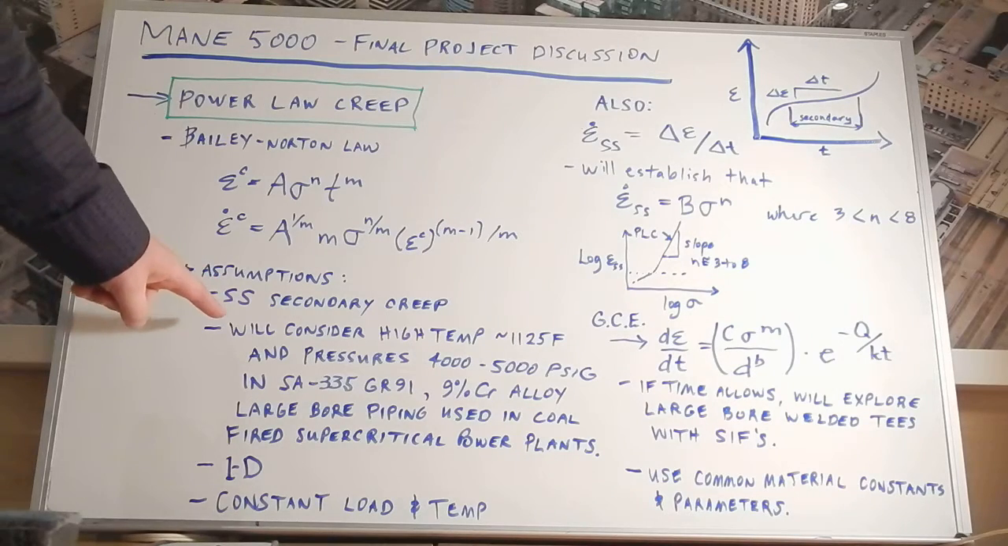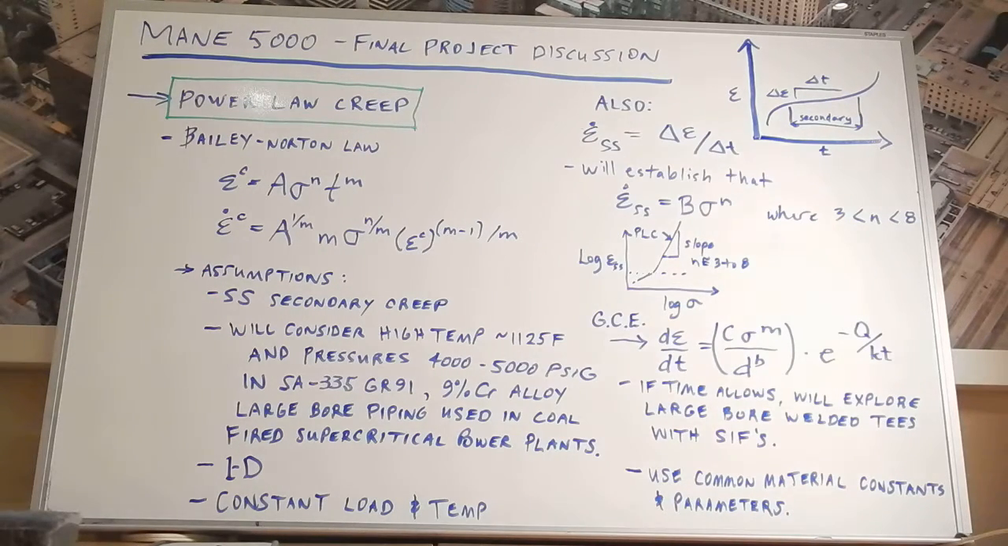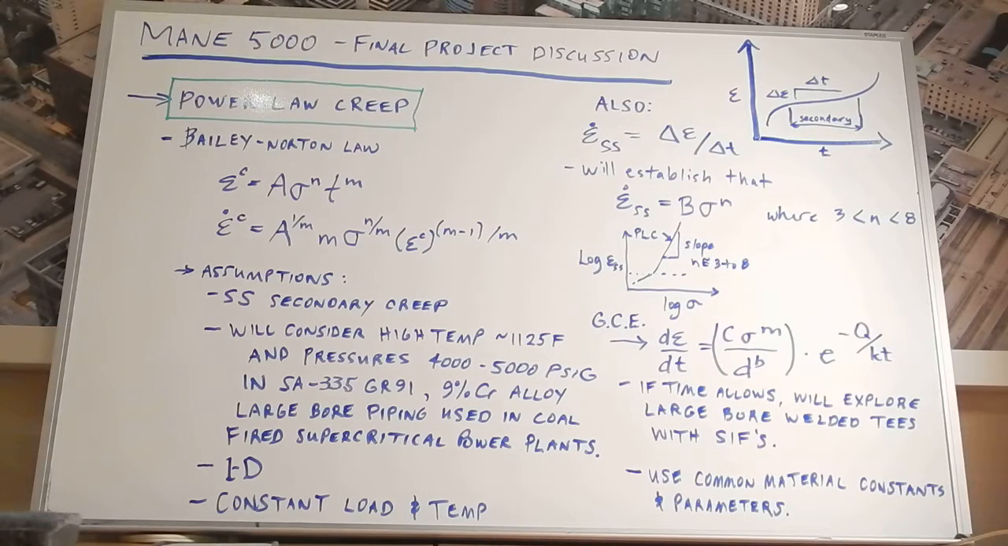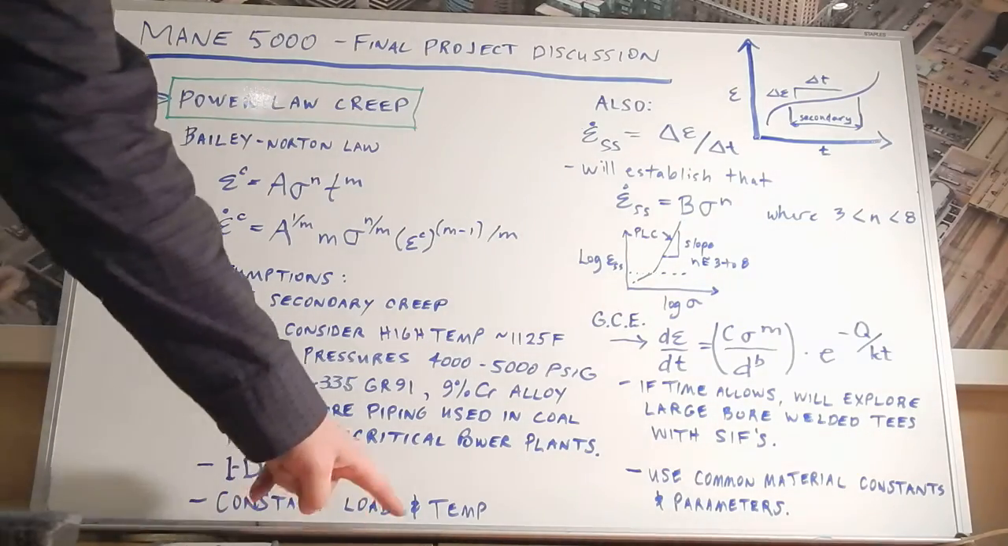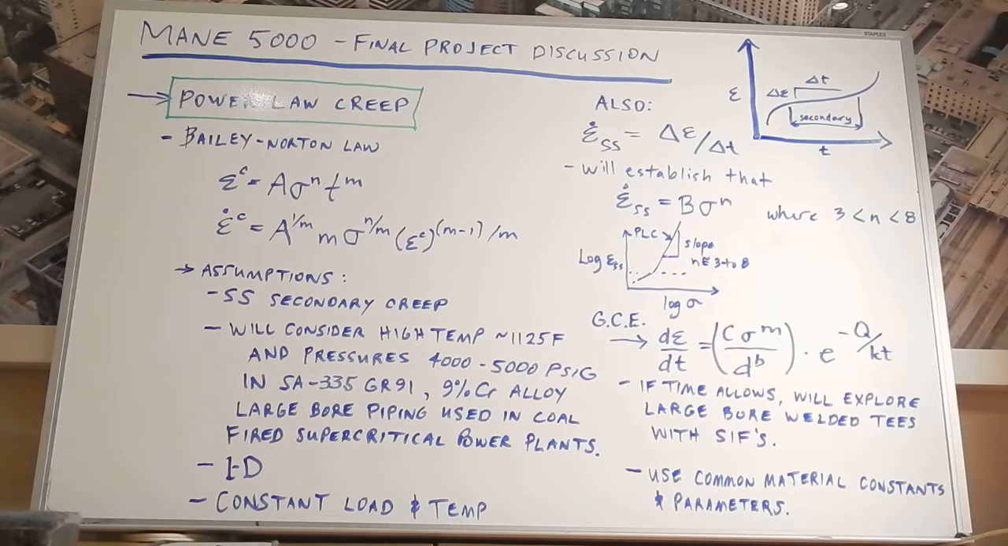So my assumptions are secondary creep. I will consider high temperature and high pressures, upwards of 1125 Fahrenheit, and pressures 4,000 to 5,000 psig. And I'll be looking at SA335 Grade 91, which is a 9% chrome alloy commonly used in large bore piping for coal-fired supercritical power plants. I'll be looking at 1D and starting with constant load and temperature.